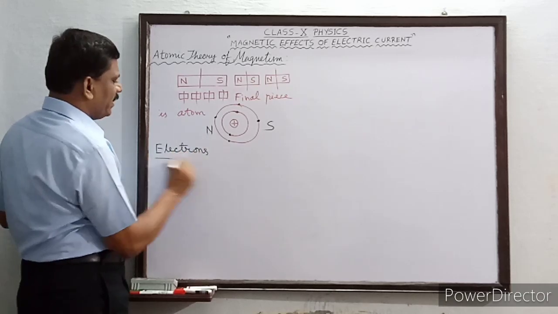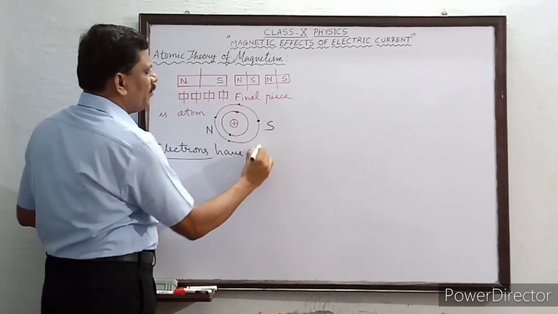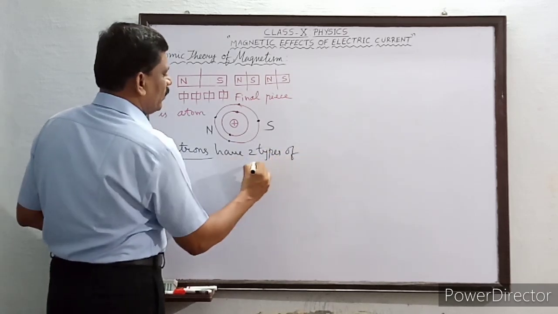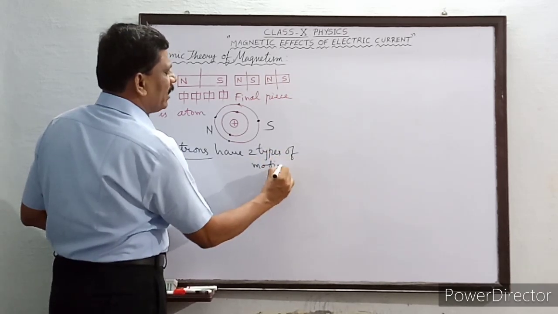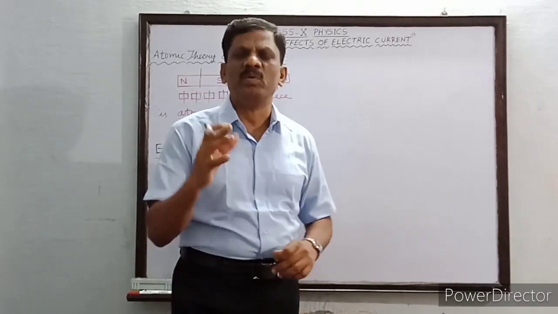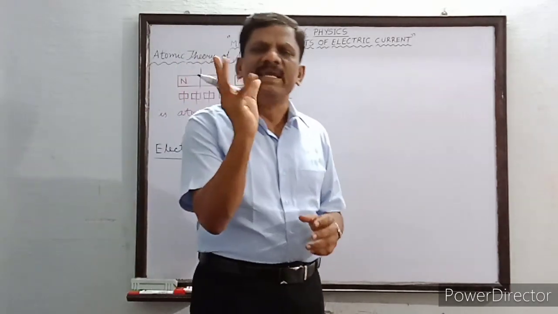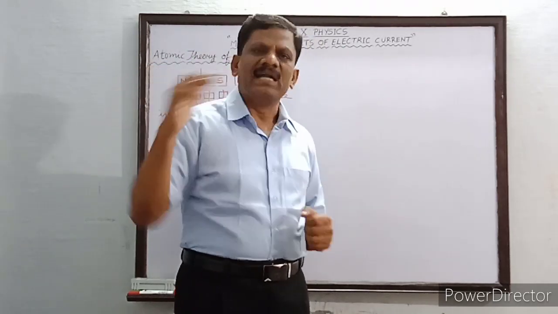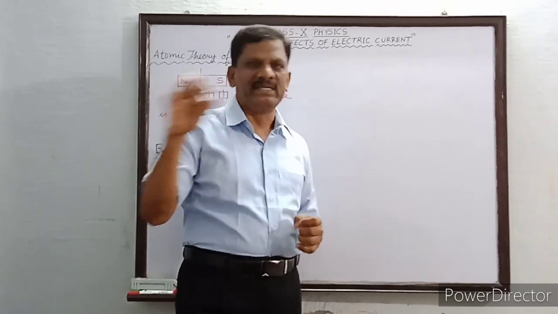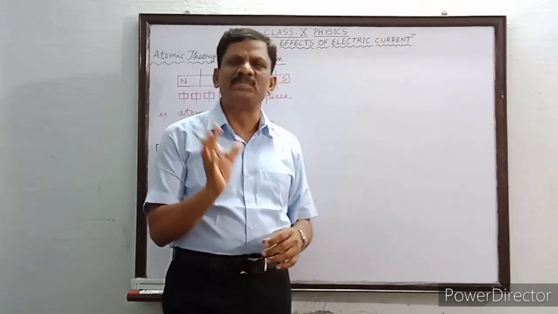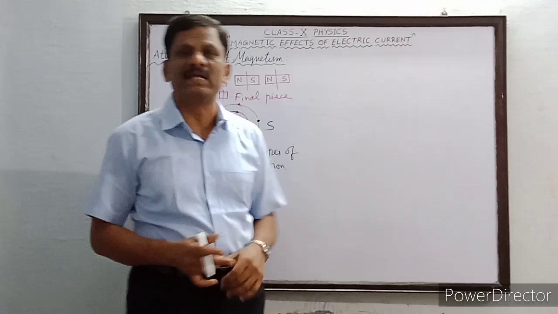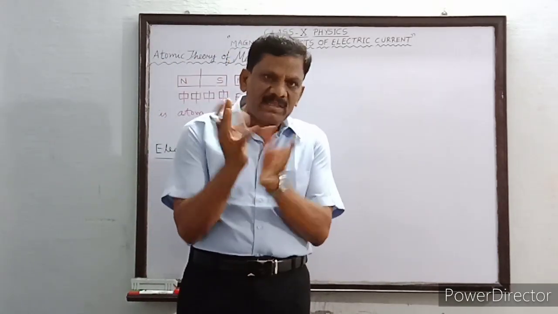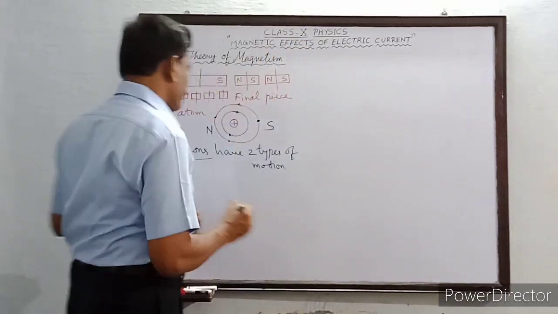The electrons have two types of motion. And what are the two types of motion the electron has? How does the electron move inside an atom? It is spinning about itself. It is spinning, rotating about an axis. And also it is revolving around the nucleus. Just like the planets spin about themselves and also revolve around the sun in the solar system. So the electrons are also spinning about themselves. This is called a spin motion.